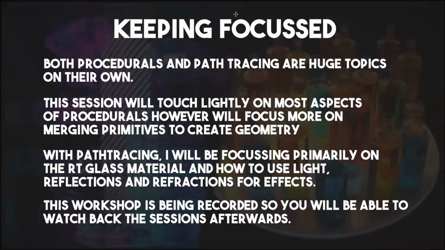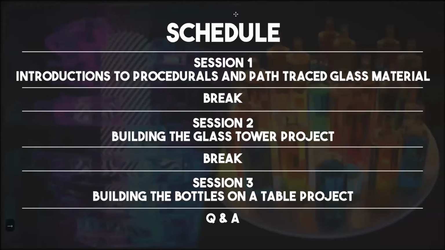All right. And here is the schedule for how we'll be going through today. So our first session of 50 minutes, we'll be going through the introduction to procedurals and path trace glass and just working through what they can do and some of our little best practices. The second session we will be building the glass tower purple look, learning about how to use the cloners and how to set up something that is designed primarily for a square border, like an Instagram page.